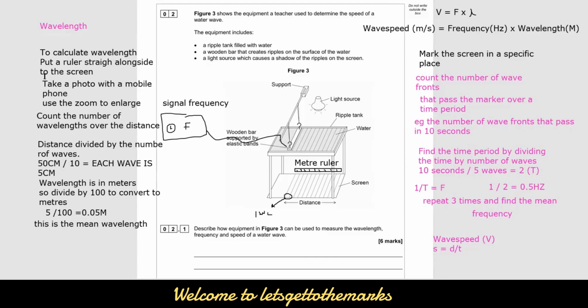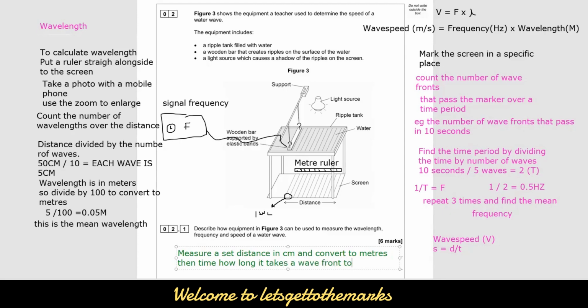So if I switch colors to green, to calculate the wave speed I want to measure a set distance in centimetres and convert to metres. Remember, we need metres for this. Don't spell metres ER, that's like a gas meter, a voltmeter or an ammeter. When it's distance, it's METRES. Then time how long it takes a wave front to cross that distance. So this is like a race.